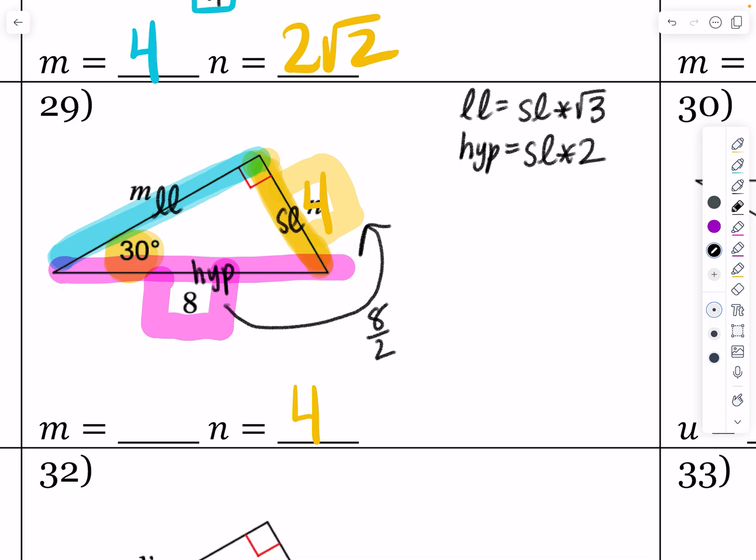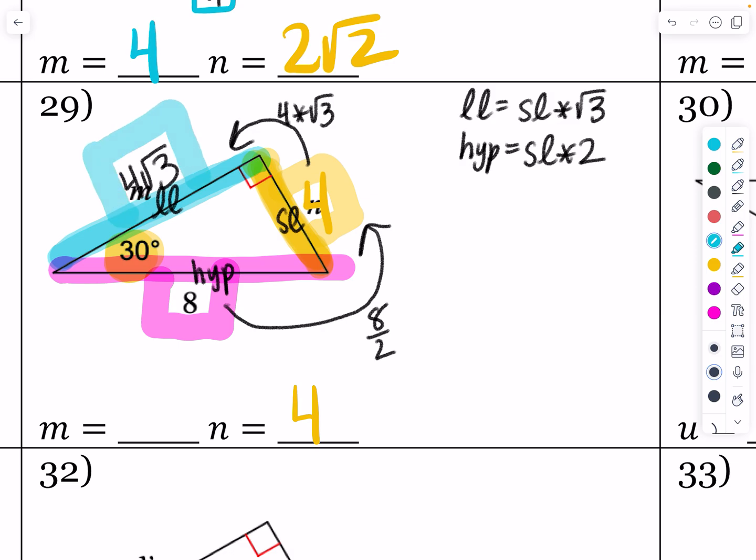So how do I get to my long leg? I'm going to multiply 4 times the square root of 3. 4 times the square root of 3 is just simply going to be 4 root 3. So my final answer for my long leg is 4 root 3. So I'm going to do that right here. That would be 4 root 3.